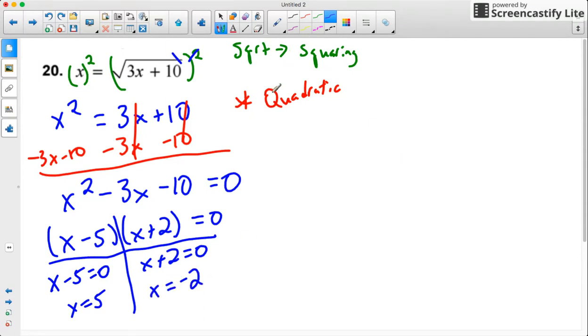So this is all well and good. We've done a whole bunch of good solving here. We solved our quadratic, but there's something that is a little bit different than the last time we were solving quadratics. We have to remember to check for extraneous solutions.